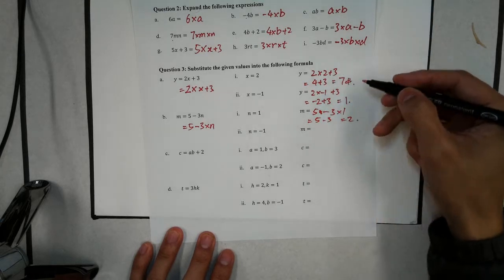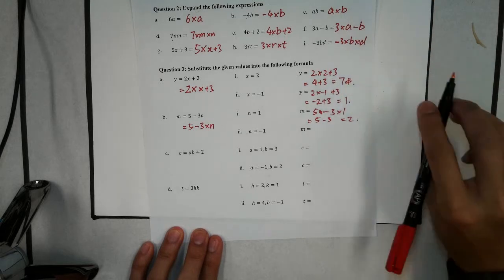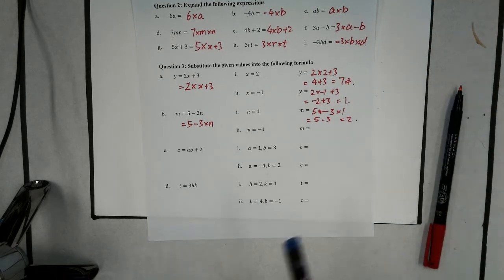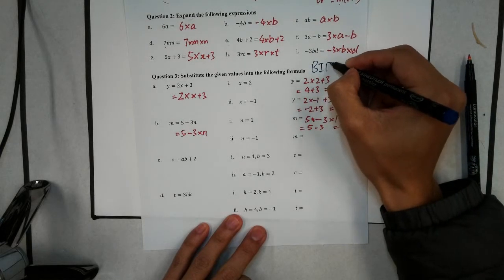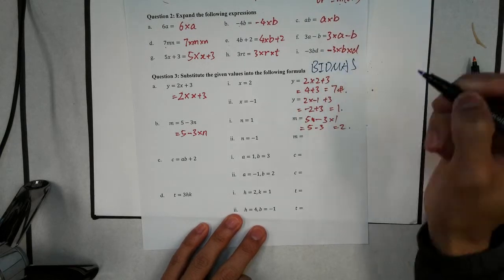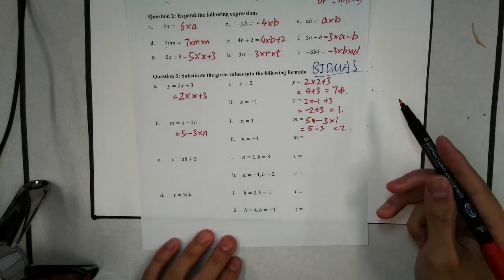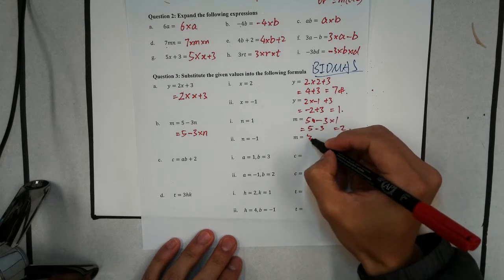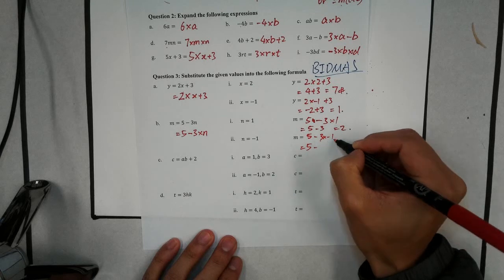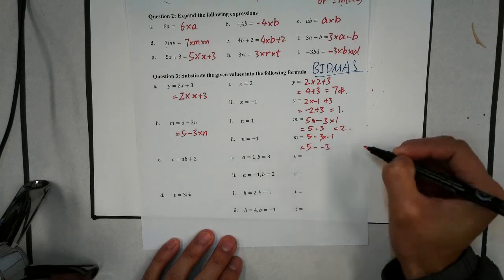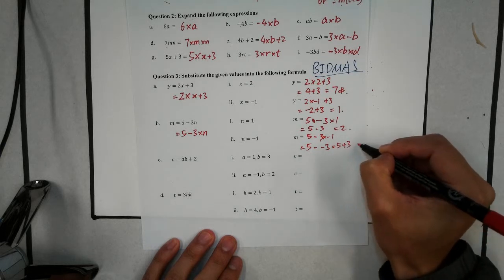So every time we do operations, we need to tell ourselves: division, multiplication, addition, subtraction. Okay, always apply the BODMAS. Next one, 5 minus 3 times negative 1. So negative 3 times negative 1 is positive 3. So 5 minus negative 3 makes plus. So the answer is 8.